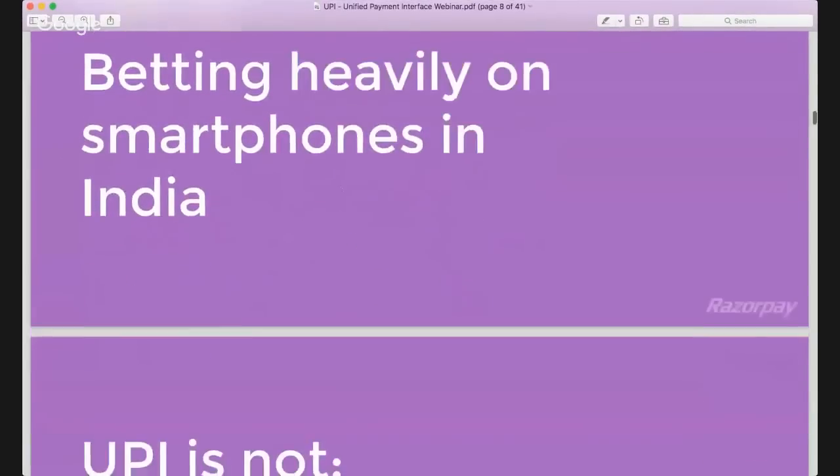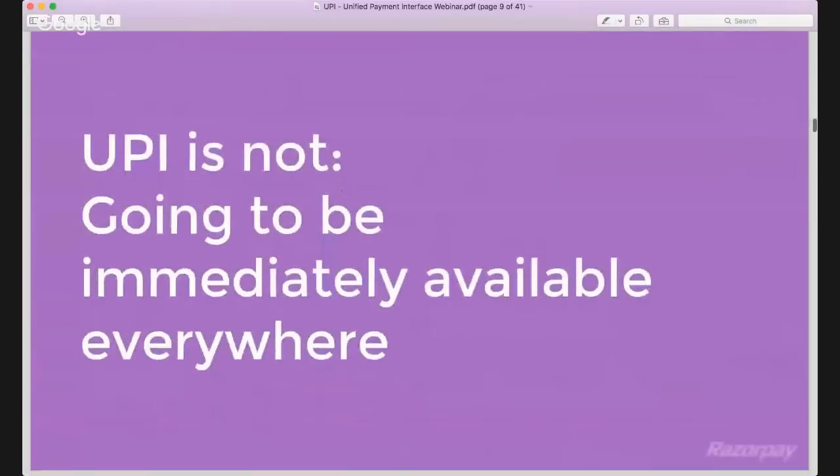The next thing is we'll start talking about things that UPI is not going to be. It's not a magical bullet, as we'll see ahead, and it's not going to be immediately available everywhere. UPI has been in somewhat of a beta stage for a while now, but it's not accessible as of now to the general public. The release date that we are expecting is somewhere around April 8th.